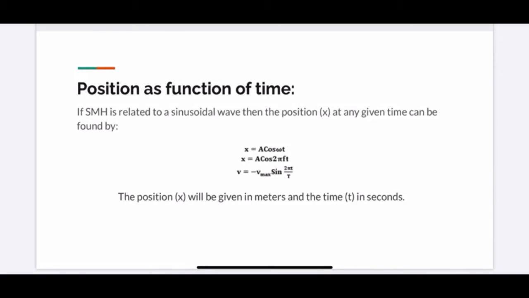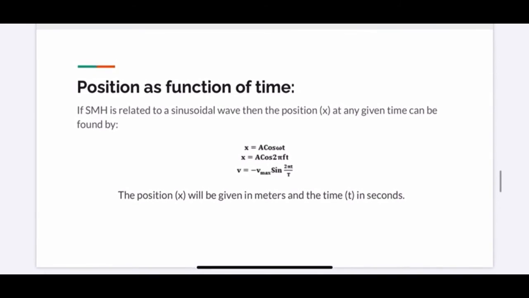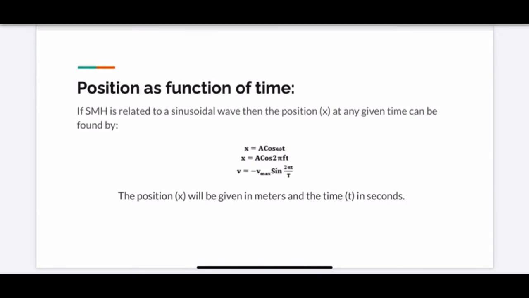Position as function of time. If simple harmonic motion is related to a sinusoidal wave, then the position x at any given time can be found by the next equation. The position x will be given in meters and the time in seconds. The equation for the position as function of time is good for modeling data where the position of the block at the initial time equal to 0 seconds is at the amplitude A and the initial velocity is 0.